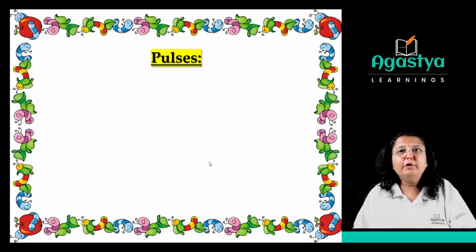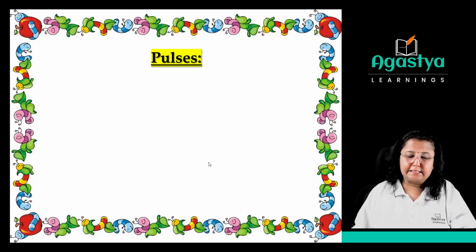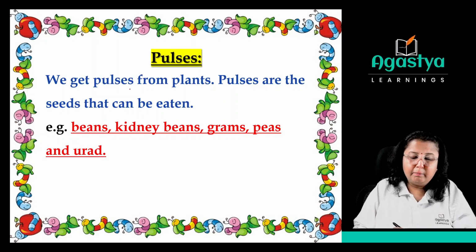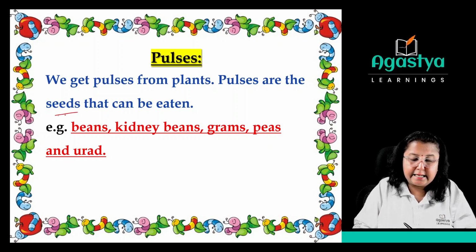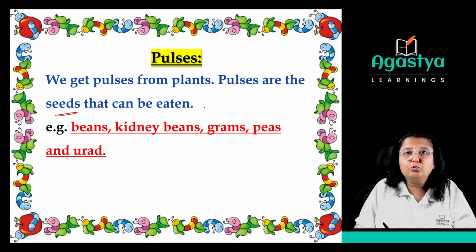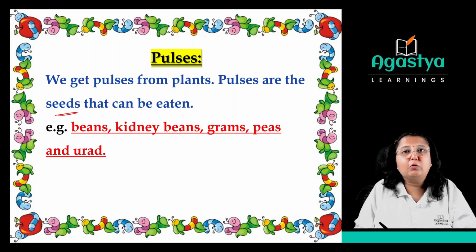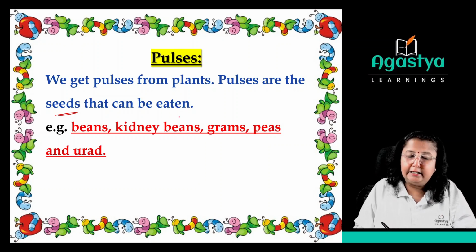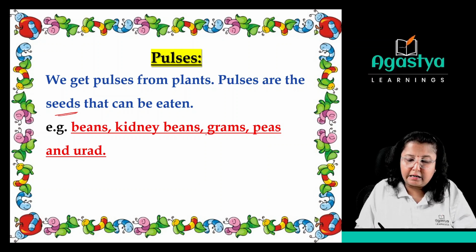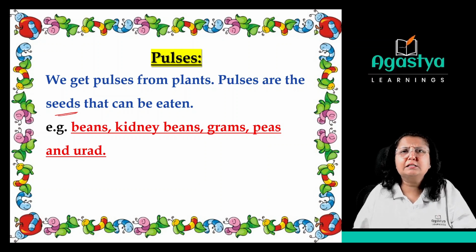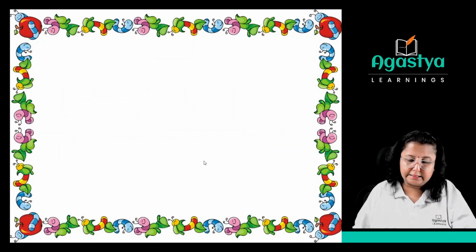So now moving next towards pulses. We get pulses from plants. Pulses are the seeds that can be eaten. We have to soak them in water and then cook them, and we can eat them as vegetable. So the beans, kidney beans, grams, peas and urad are some of the examples of pulses.